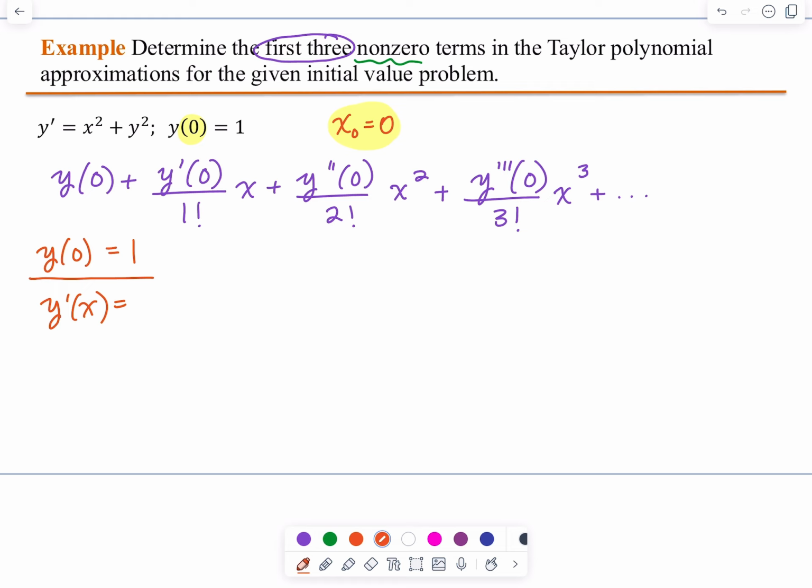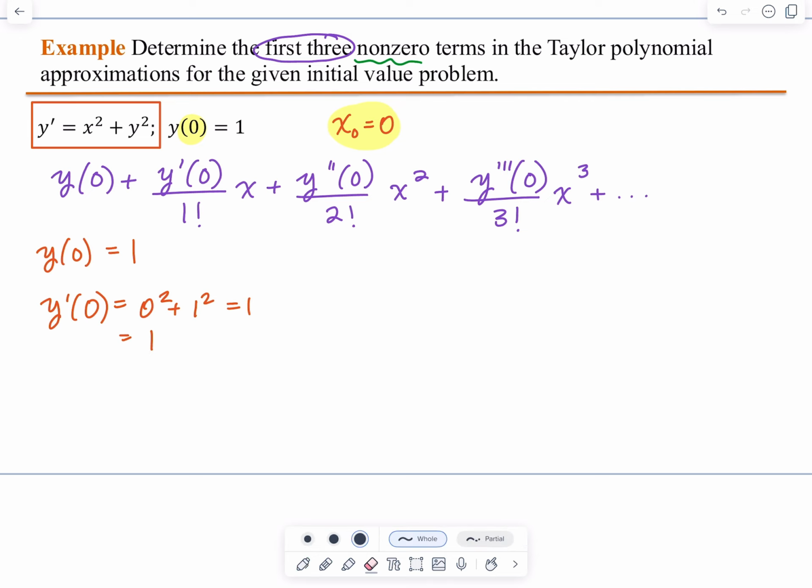So we could actually just go ahead and plug in 0 there, and we are going to use this equation, of course. So we have 0 squared plus y of 0 squared, and y of 0 squared is just going to be 1 squared, and we have 1 for y prime of 0. So now we are going to need to find some of these derivatives, okay?